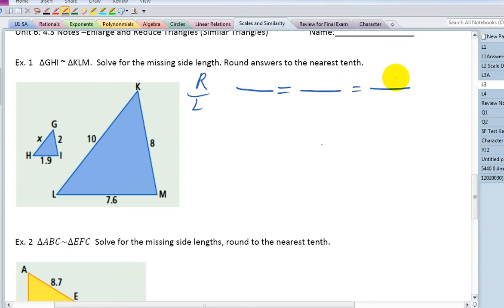For the right triangle, let's put down x, 1.9, and 2. The problem is we don't know which one's the largest because we don't know what x is. So what we have to do is look at the name.